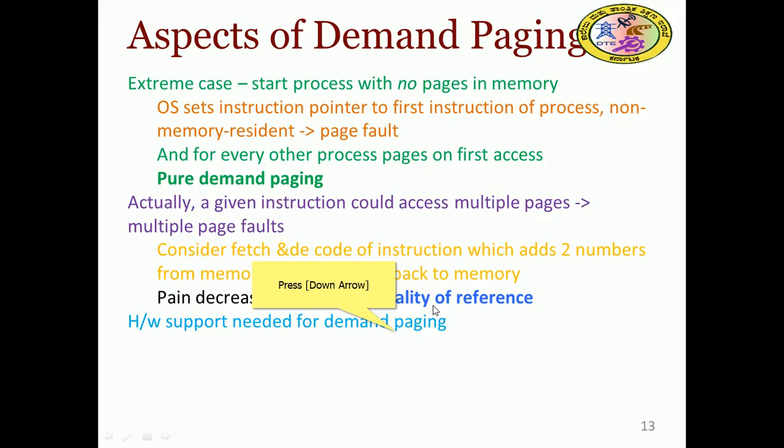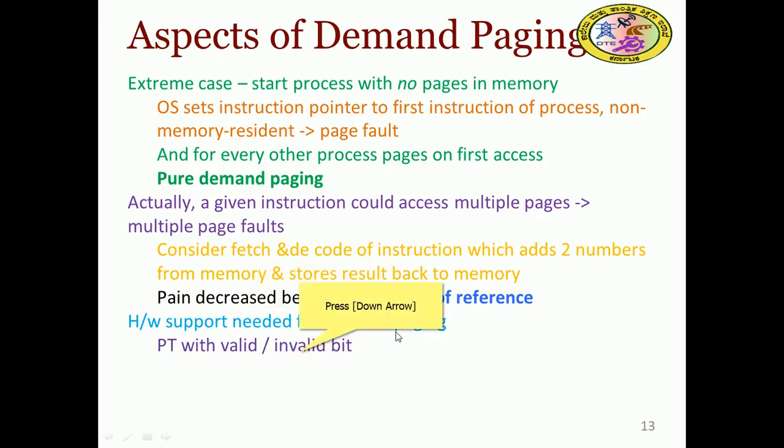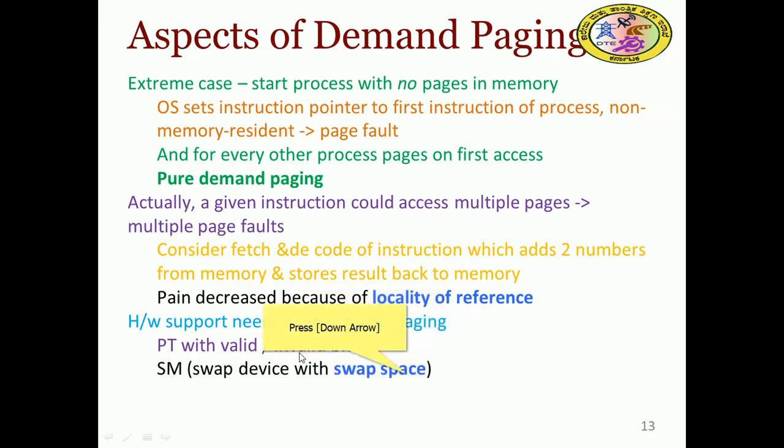So hardware support is needed for demand paging. A page table with the valid and invalid bit should clearly be mentioned. That is shared memory, swap device with swap space, and instruction restart.